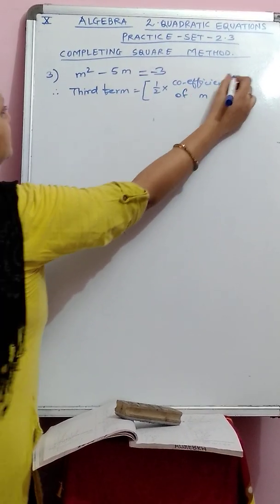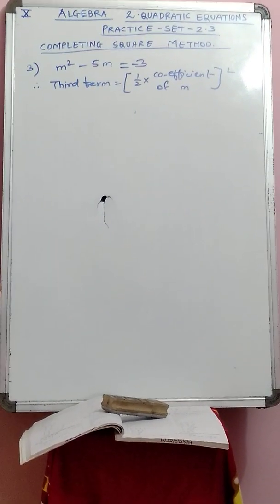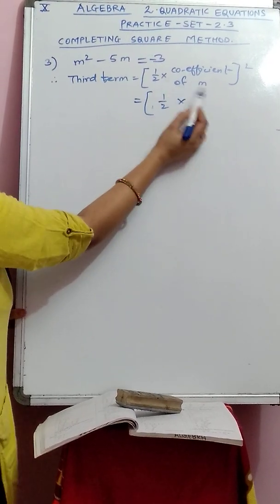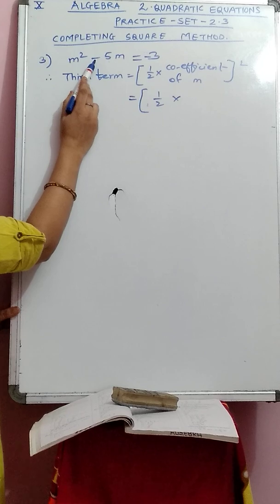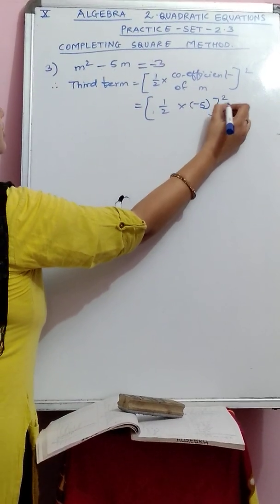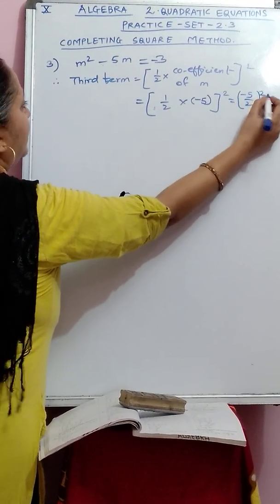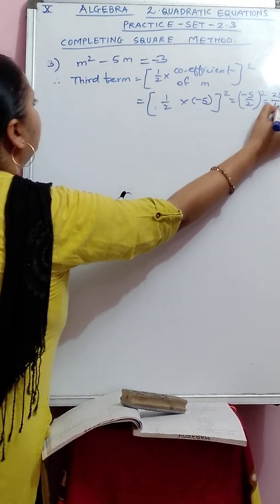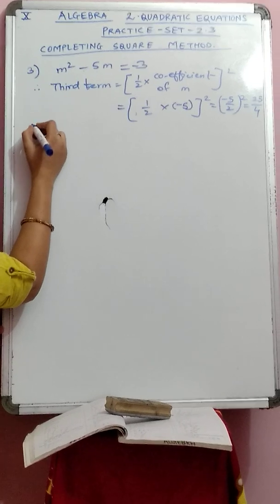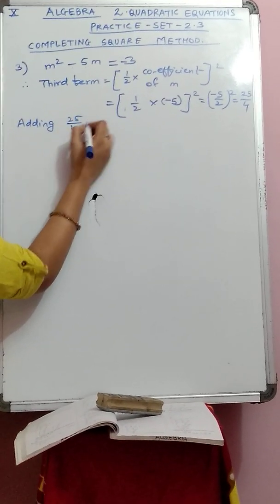Why did I write m here? Because this equation is in the form of m. So the third term is 1 upon 2 into the coefficient of m, which is minus 5. See, you have to write this sign also. So it is minus 5 and whole square. So minus 5 upon 2 whole square, and you will get 25 upon 4. So our third term is 25 upon 4. Now again we are going to write, adding 25 upon 4 on both the sides.